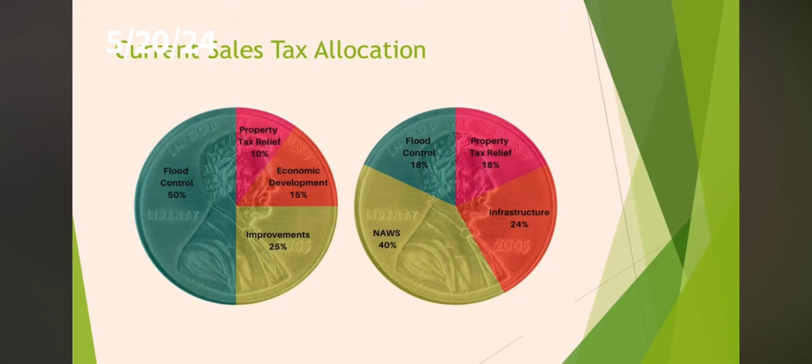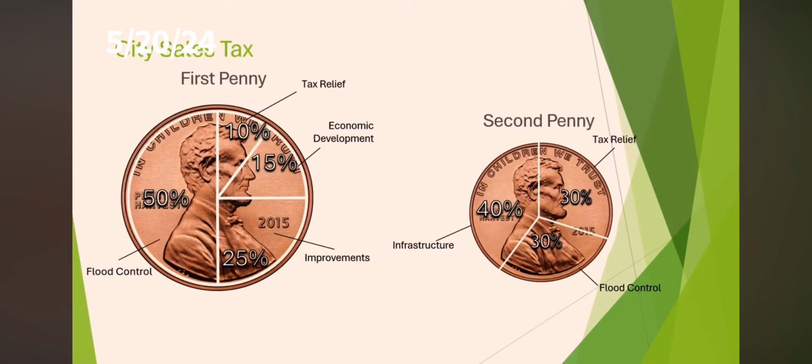So some of the discussion that we've heard recently is what happens when the NAS funding goes away? Well, it goes right back to the way it was before. That 40% that's allocated to NAS does not go to any other thing. The allocations just go back to their full amount as they are in the sales tax ordinance. So I just wanted to make sure that that is clear.